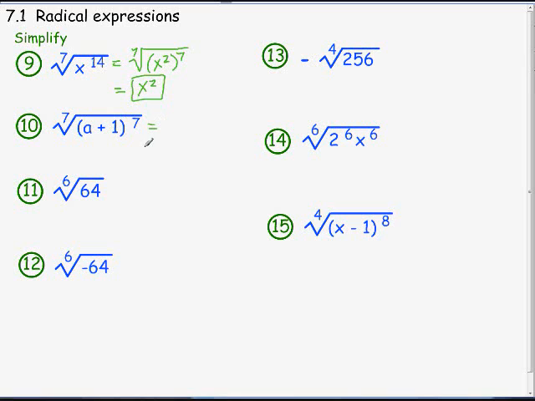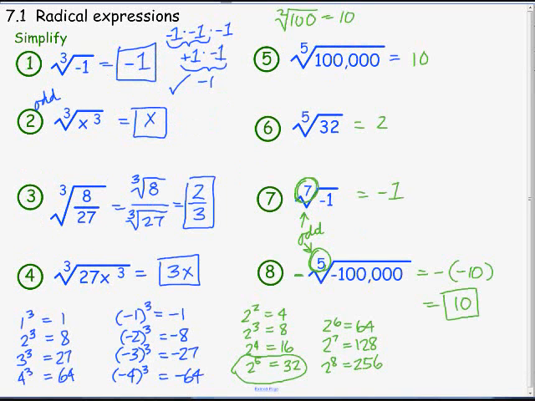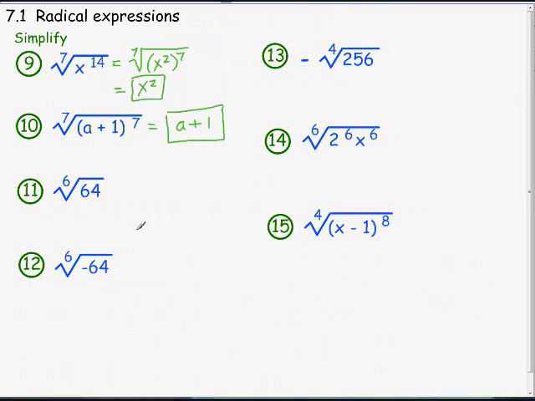Okay, let's look at this one. What happens here? This is an odd root, so I don't have to worry about the radicand being negative. It'd be okay if it is. So my answer here is simply a plus 1. The sixth root of 64. Whoa. Let's look back here to my little table that I made up. 2 to the 6th power is 64. Very good. We can use that here, can't we?